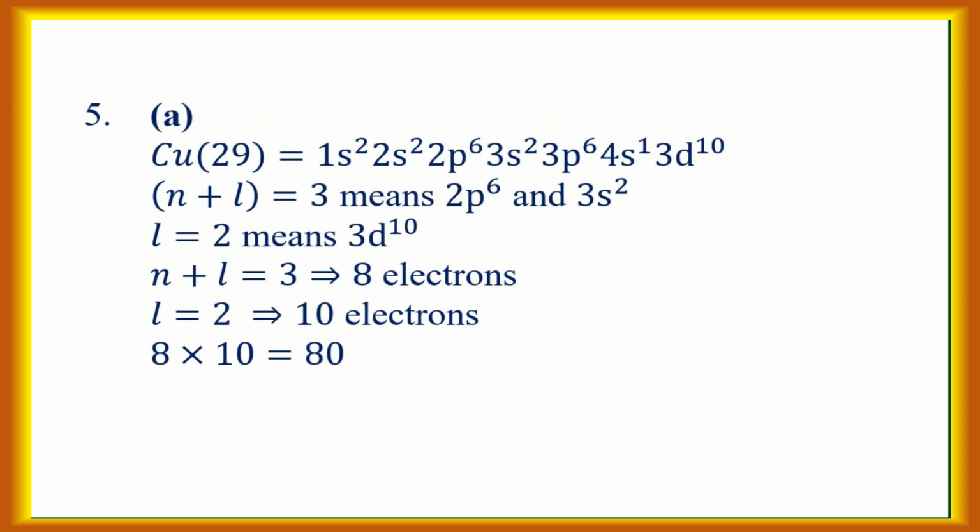Electronic configuration given: 1s2 2s2 2p6 3s2 3p6 4s1 3d10. n plus l equals 3 means the 2p6 and 3s orbitals. l equals 2 means the 3d10 orbital. So n plus l equals 3 gives 8 electrons, and l equals 2 gives 10 electrons, and then the total is 8 into 10 equals 80. So it is clear now.